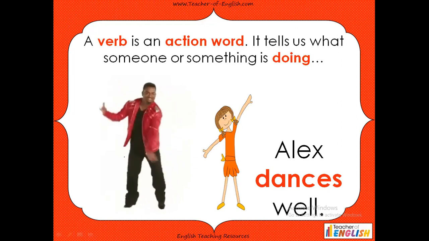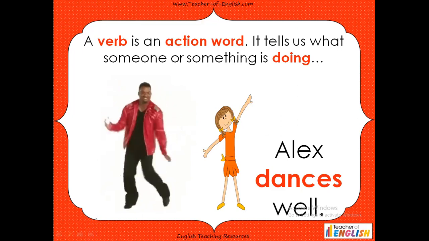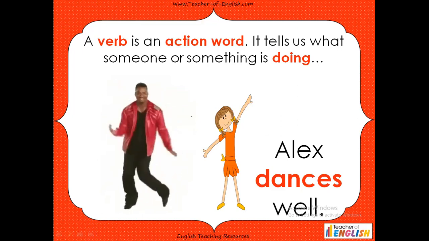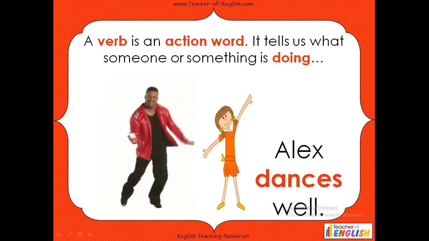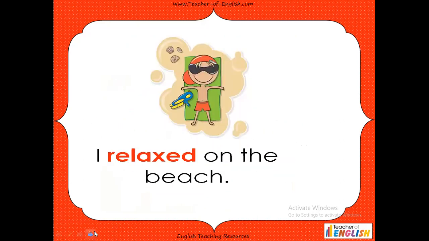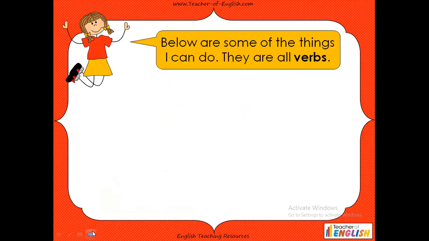So a verb is usually an action word, and says what something or someone is doing. Alex dances well. Here, what does Alex do? He dances. So dance is a verb. Moving further, if you look at this, the fish swim in the sea. What does the fish do? Yes, very good. Swim, so that is a verb. Like this, we can understand that a verb usually refers to an action.